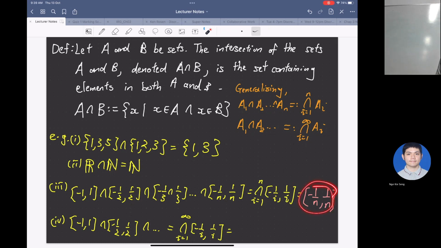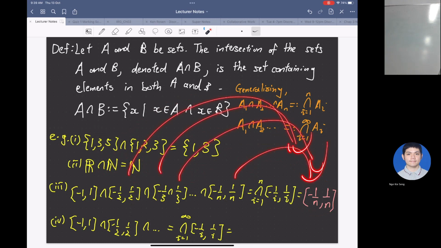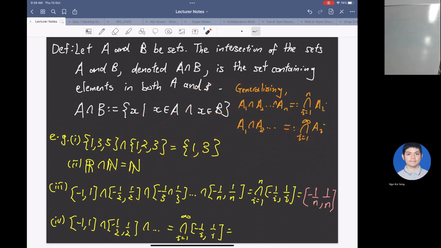that this interval here lies in every interval here. Okay. And then how about this direction here? Okay. So to lie in every interval, the x must lie in this interval, which is equal to this interval. Okay. How about the infinite intersection? What do you get? 0. Okay. Yeah. The set contains 0.